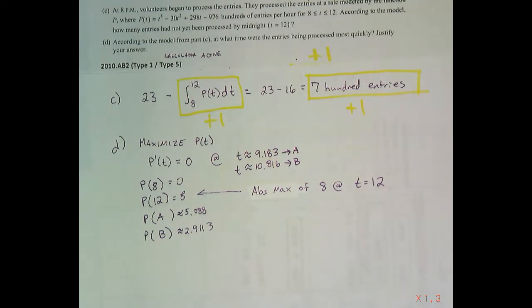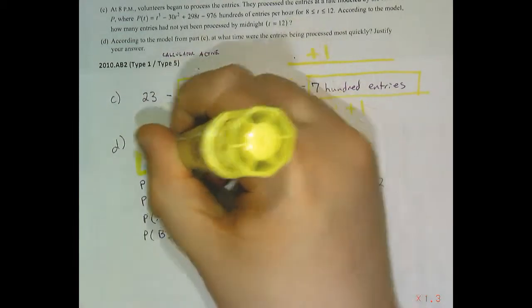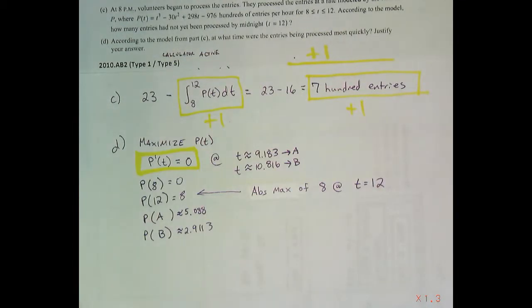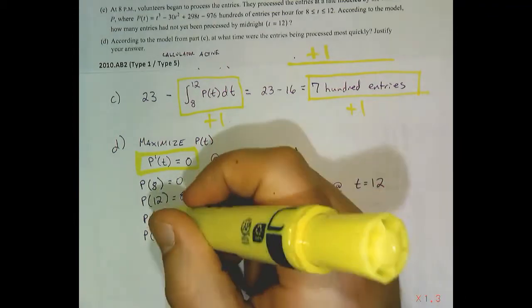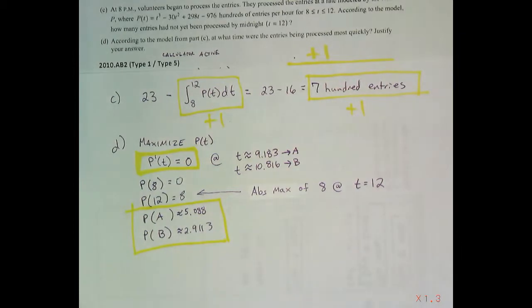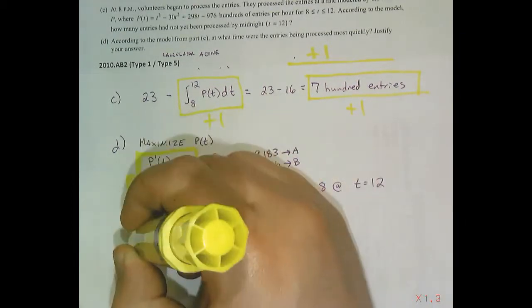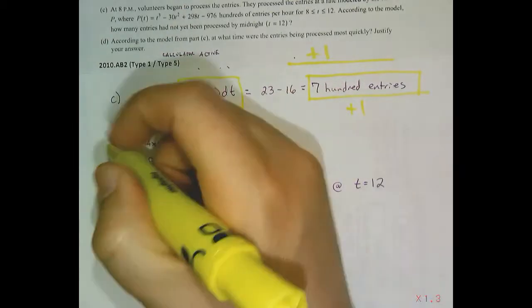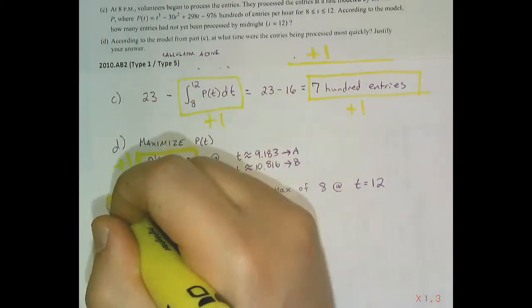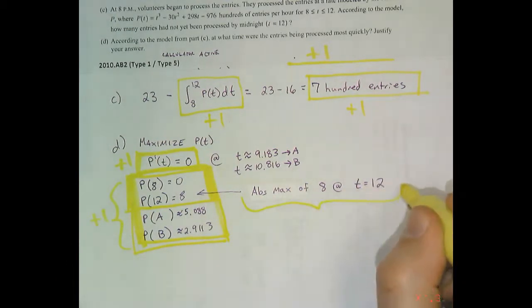Okay, so there's 3 points for this. First point, consider P prime of t equals 0, so knowing that you had to find the critical values. Finding the candidates, A and B, so actually recognizing those as well as the endpoints. Sorry, all 4 of them are candidates. So 1 point for P prime, 1 point for the candidates, and then 1 point for your answer.